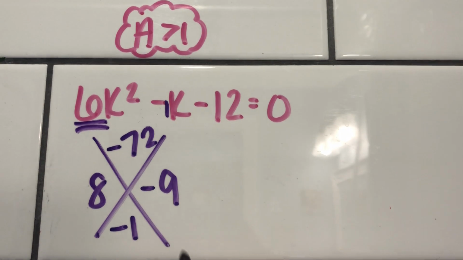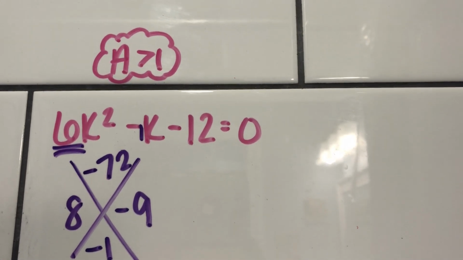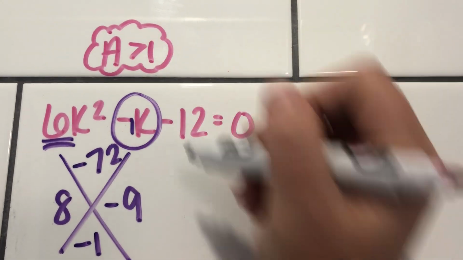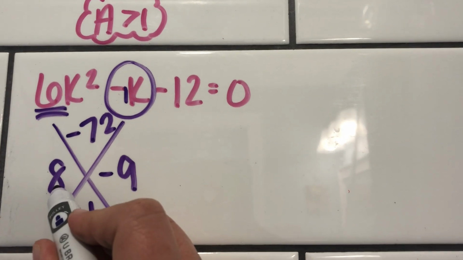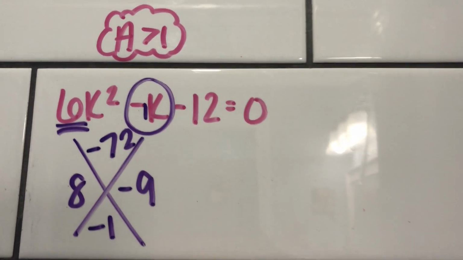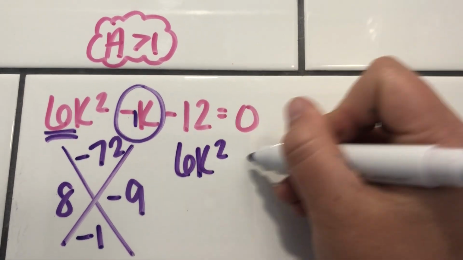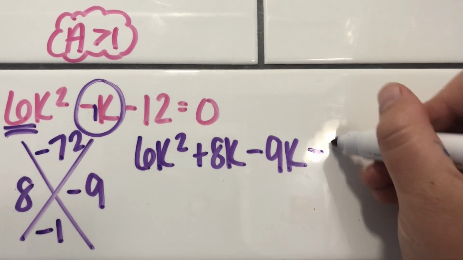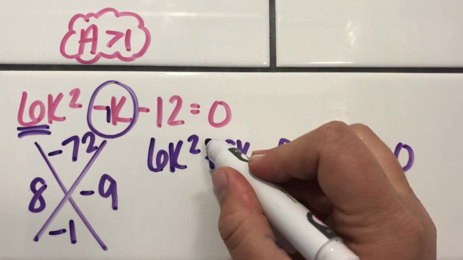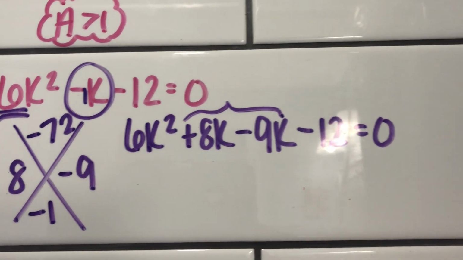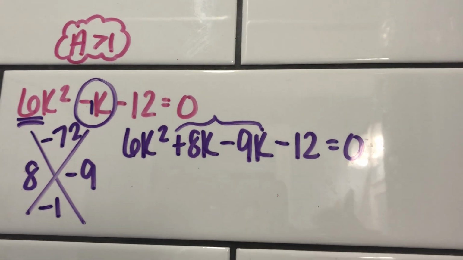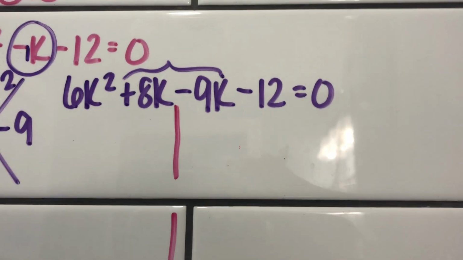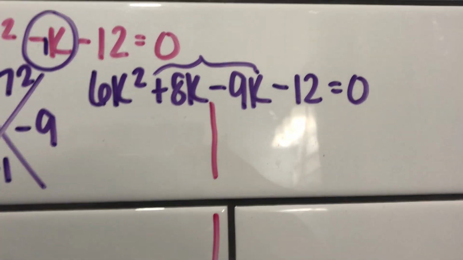Now because A is not 1, I need to go ahead and use the split method here. So I'm going to rewrite this quadratic, but instead of writing -1k, I'm going to write 8k minus 9k. They're equivalent. Say 6k squared plus 8k minus 9k minus 12 equals 0. And again, this here is just another way to rewrite -1k. Now I need to split. And I'm going to pull the GCF out of each side. So on the left-hand side, I see I can pull out a 2k.